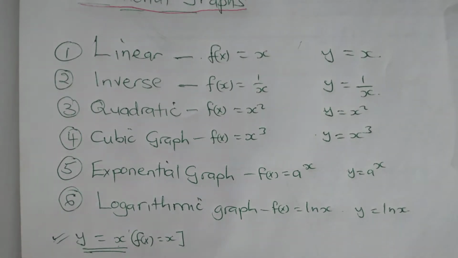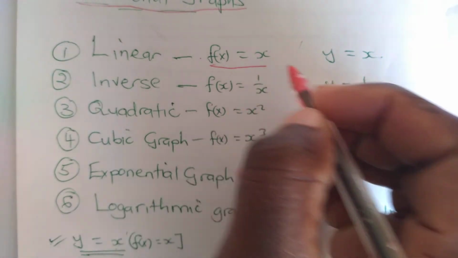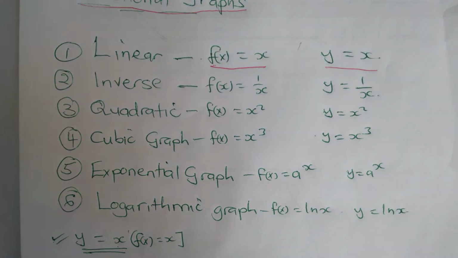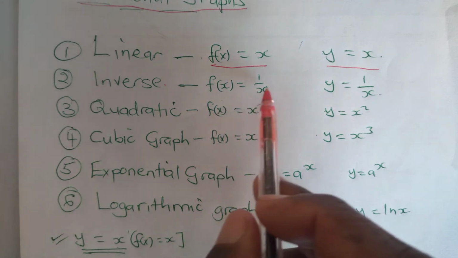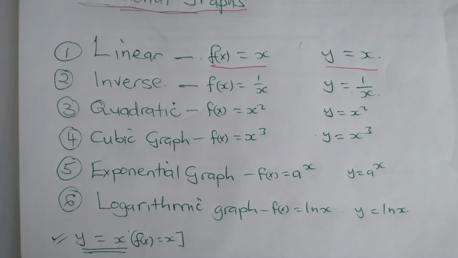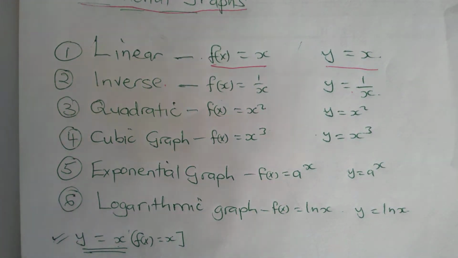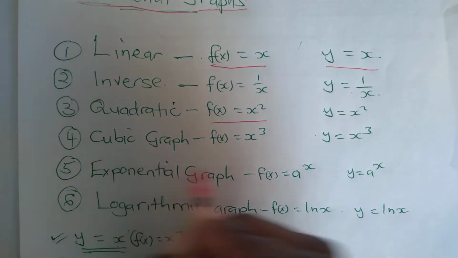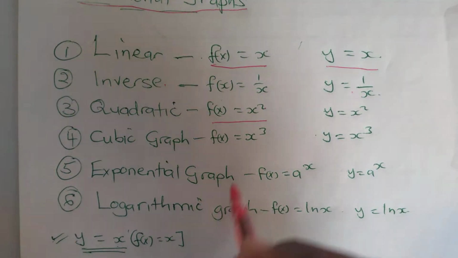We'll go through linear graphs, which is given by a function f of x equals x, or alternatively, y equals x. I'll do with you inverse functions, which have a form f of x equals 1 over x, alternatively y equals 1 over x. The quadratic function is a basic function, which is f of x equals x squared. The cubic function is a general function, which is f of x equals x cubed.